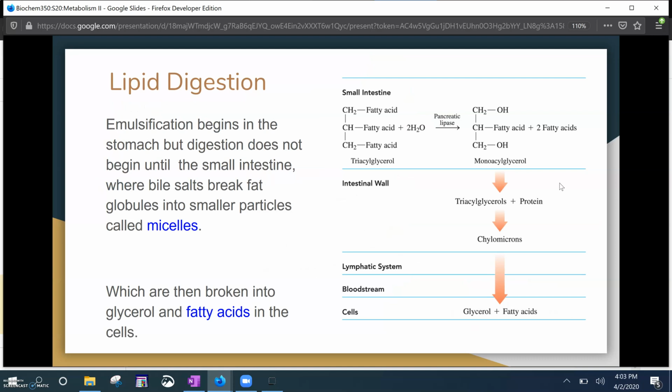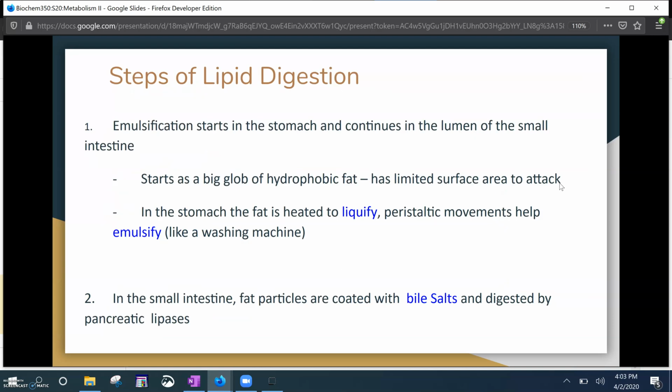So emulsification begins in the stomach, but does not really take place until the bile salts break these fat particles into smaller micelles in the small intestine. So emulsification starts in the stomach and continues in the lumen of the small intestine. What starts out as a big blob of fat has a limited surface area to attack, to break down. So in the stomach, the fat is heated to liquefy, peristaltic movements break it up into smaller pieces, and then in the small intestine, these fat particles are coated with bile salts.